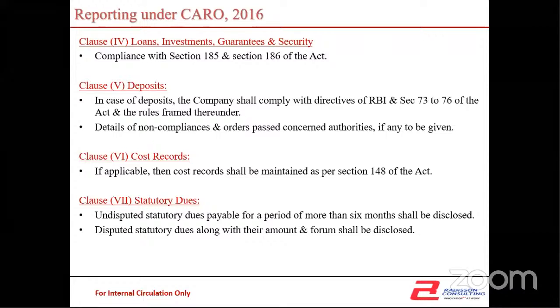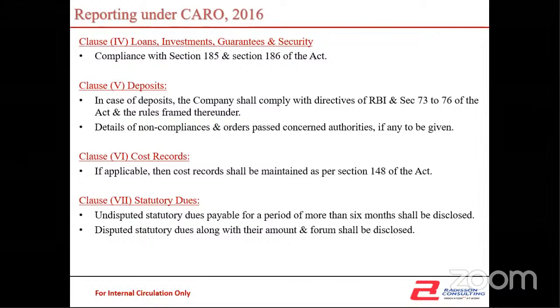Moving ahead to clause 4, which is an extension of the earlier clause, which talks about any loans given by the company, any investment made by the company, any guarantees or any security provided by the company during the year or as of the balance sheet date; the same must be in compliance with section 185 or 186 of the act. Section 185 talks about loans given by the company relating to the directors of the company or other related parties. Section 186 talks about any loans given to outsiders of the company other than your related parties.